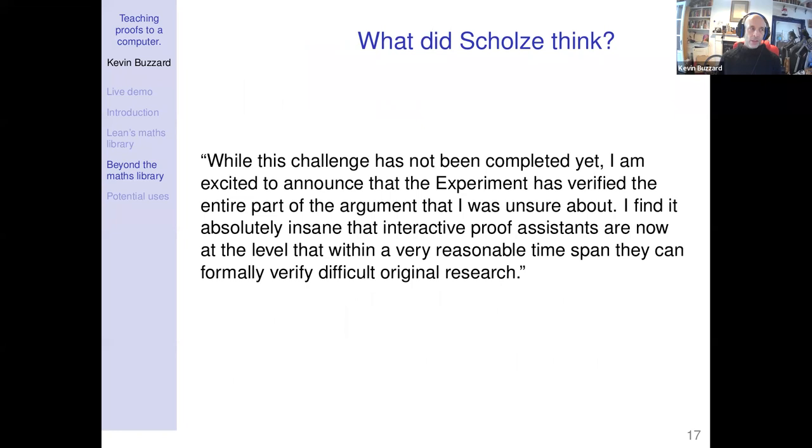So while we have not finished the project, to my slight surprise, when we announced the proof of the lemma, it turned out that this was precisely the part of the argument that Scholze was worried about. This was the part that Scholze was worried that humans were not reading carefully, because the proof is not deep, but it's just extremely messy.